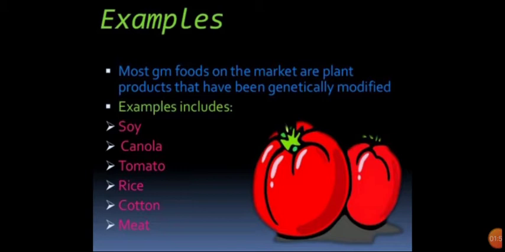So the next slide is about examples. This slide gives some of the examples of the food crops which are available in the market which are being produced from genetically modified crops. These examples include soy, canola, tomato, rice, cotton and meat.